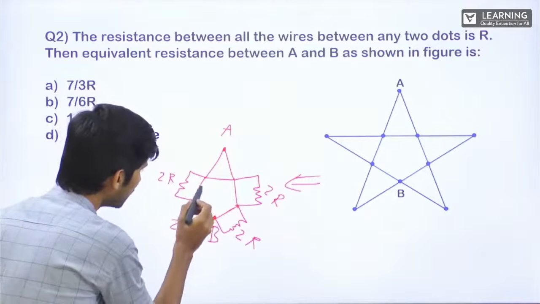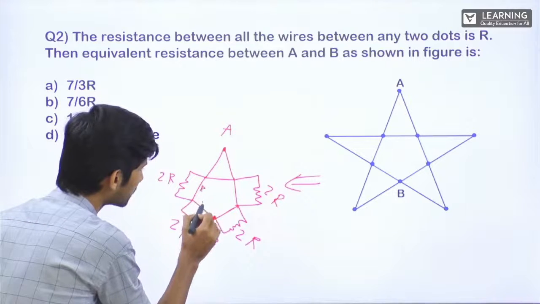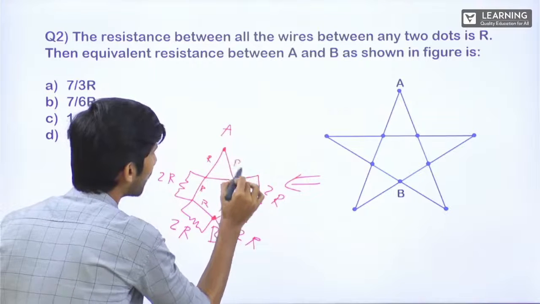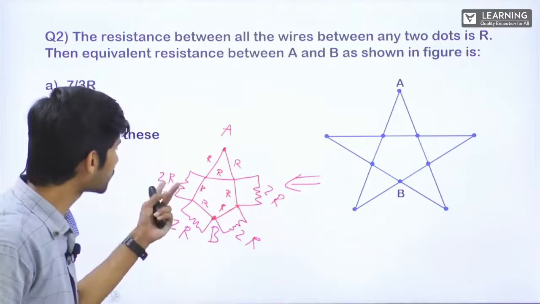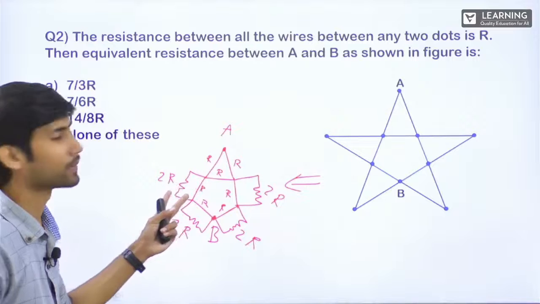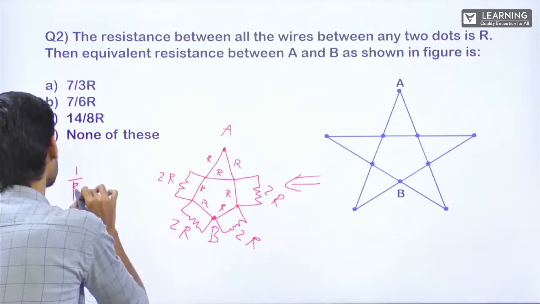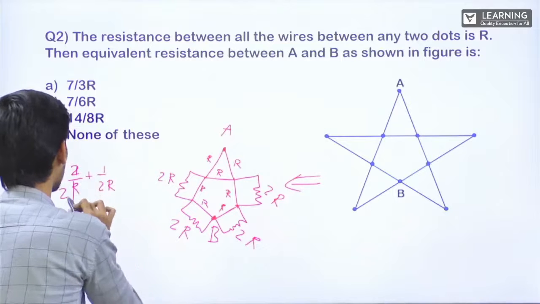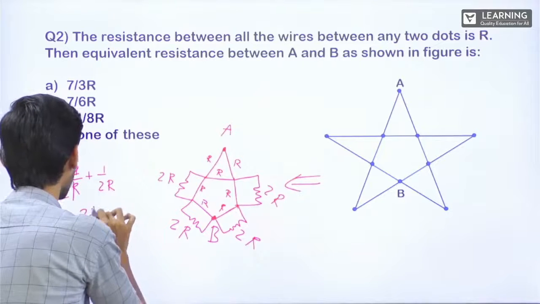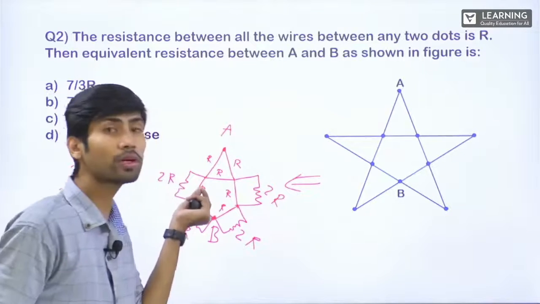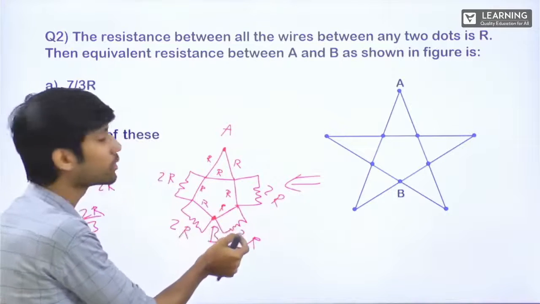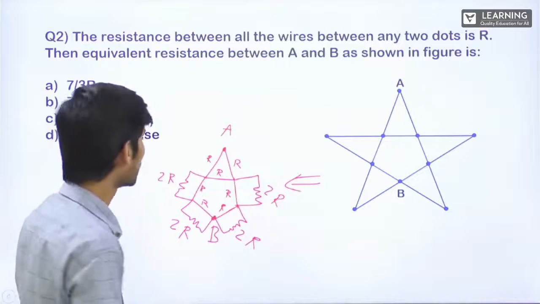Okay. Now this is R, this is R, this is R, this is R, R, R, and R. So these 2R and R are parallel. So 2R and R are parallel means 1 upon R plus 1 upon 2R. This is 2 upon 2R. This is 3 upon 2R. 2R by 3. Here the equivalent will be 2R by 3. Here also, and here also, the equivalent will be 2R by 3.